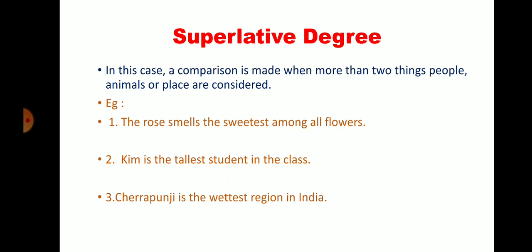Cherrapunji is the wettest region in India. So in India, it's not only Cherrapunji that is a wet region, there are many other wet regions in India. So among them, it is the wettest region in India.